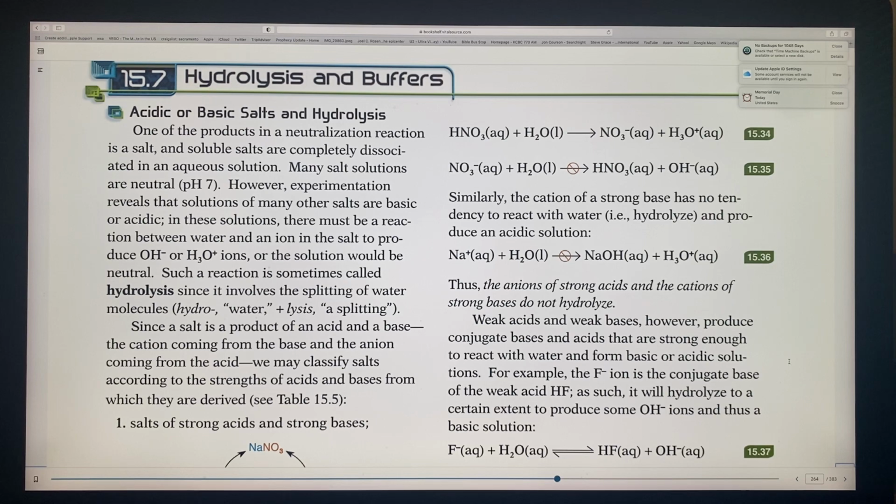So say you take salt water, or the salt coming out of water, sodium chloride. That's a good one. It's not going to be very acidic or very basic. It's going to be neutral, because the anions of strong acids and the cations of strong bases do not hydrolyze.